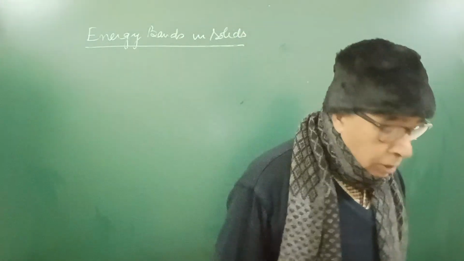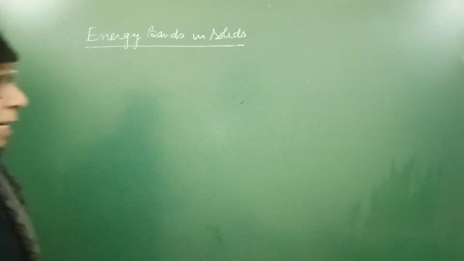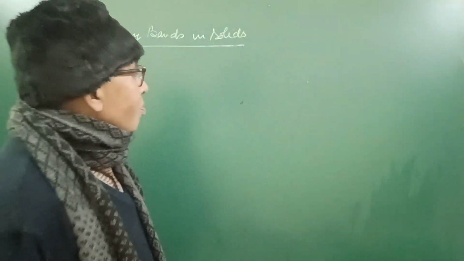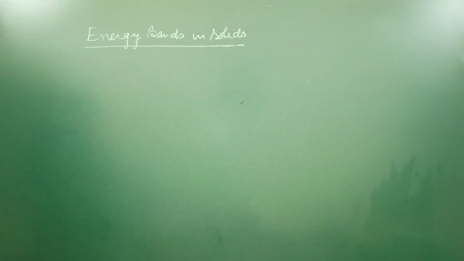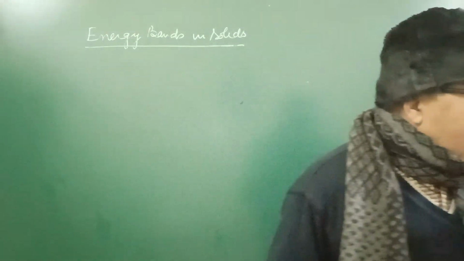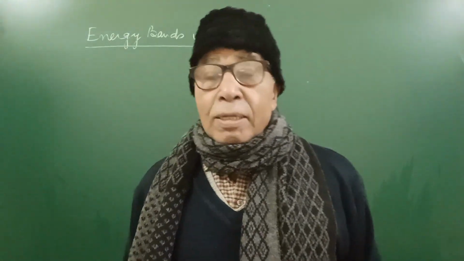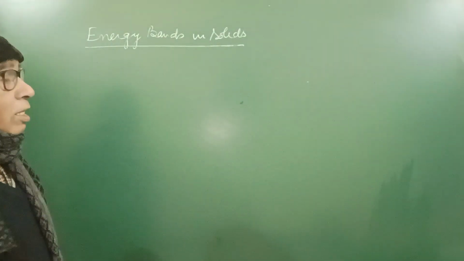Well, dear students, in the last video I explained how the energy value of electrons in the outermost orbit gets modified because of the interaction of electrons of one atom with others, and then the formation of the energy band, and I explained the meaning of energy band. There is a range of energy values in which all possible energies are supposed to be distributed, and we can say that energy is continuously distributed.